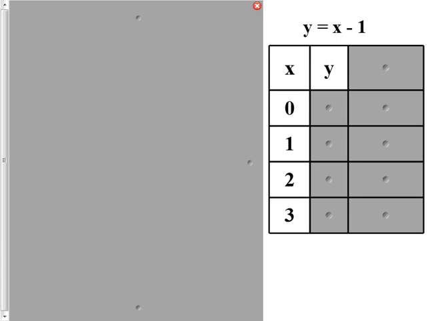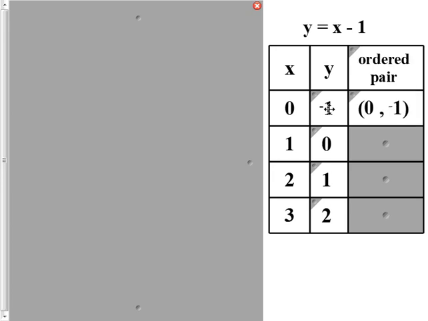So 0 minus 1 is negative 1. 1 minus 1 is 0. 2 minus 1 is 1. And 3 minus 1 is 2. Now, here's where the magic happens. When we look at this and we think back about what we know about x and y, we think about those with a coordinate plane. Well, we can make these ordered pairs. And our ordered pairs are going to be 0, negative 1, which I'm getting from those two values, the x and the y; 1, 0; 2, 1; and 3, 2.